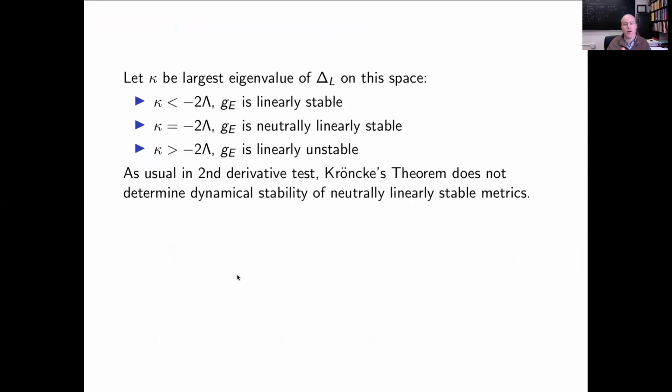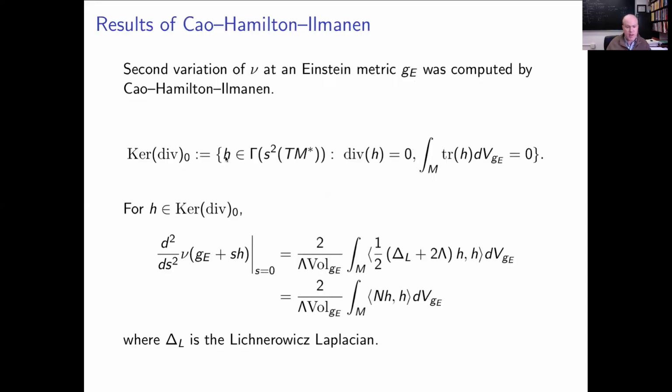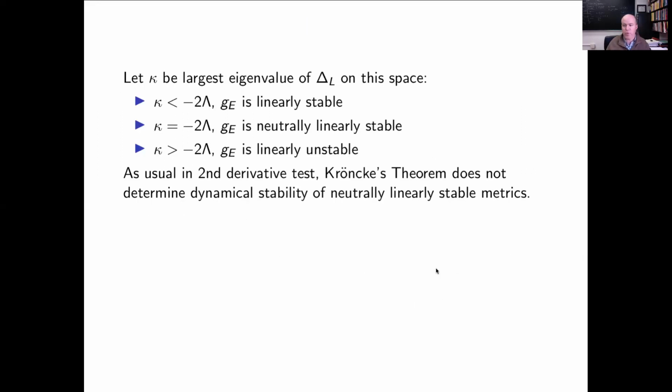Okay, so in particular, if we let kappa be the largest eigenvalue of the Lichnerowicz Laplacian, in situations where kappa is bigger than minus twice the Einstein constant, I should say I will adopt the convention of having negative eigenvalues. So if kappa is bigger than minus twice the Einstein constant, then you see this quantity will be positive. And then by the argument I just gave, that will be called linearly unstable, and linearly unstable will imply dynamical instability. If it's below this threshold value, this is called being linearly stable.